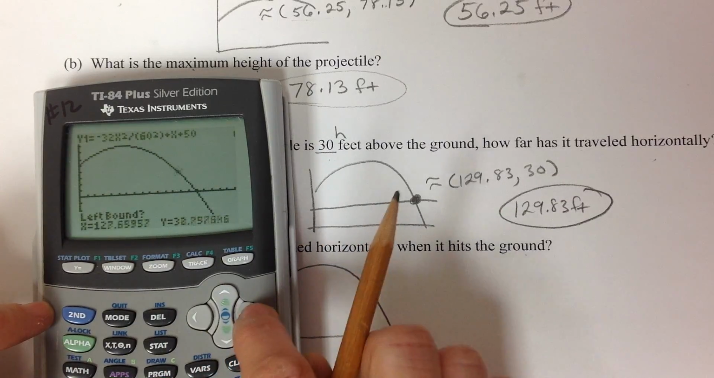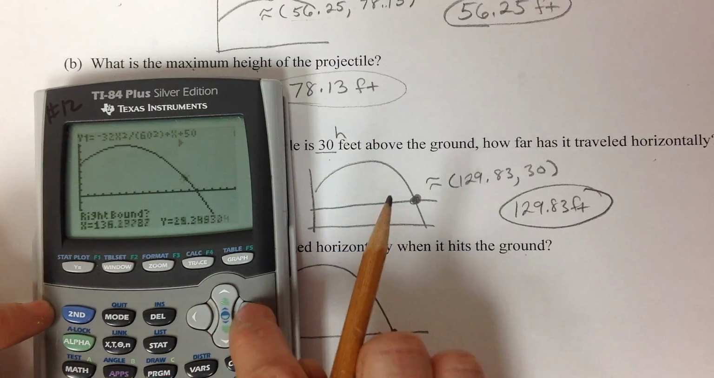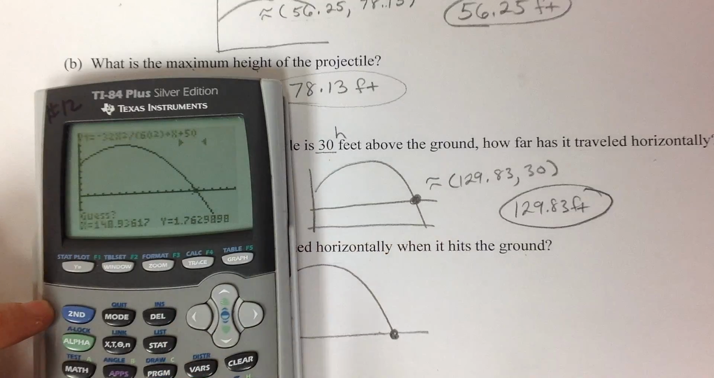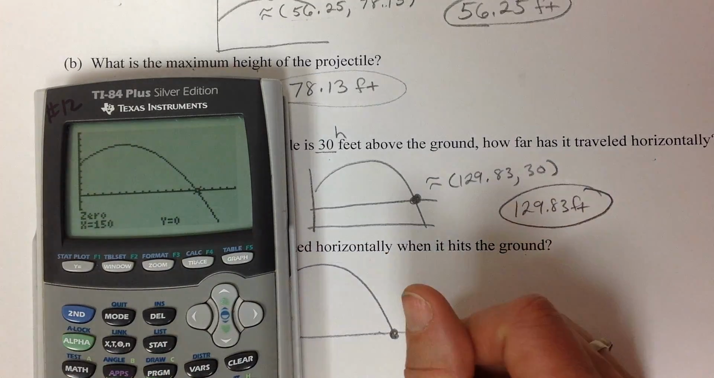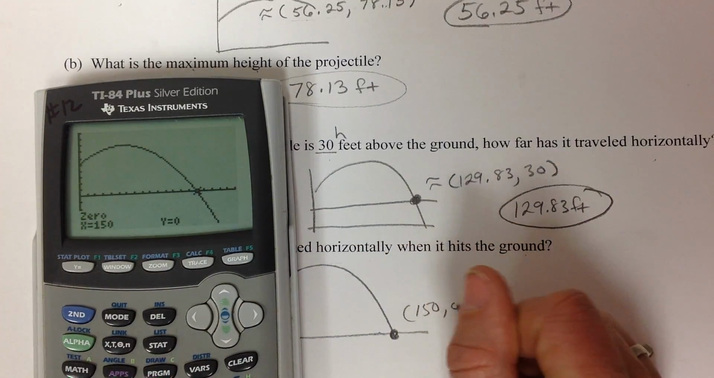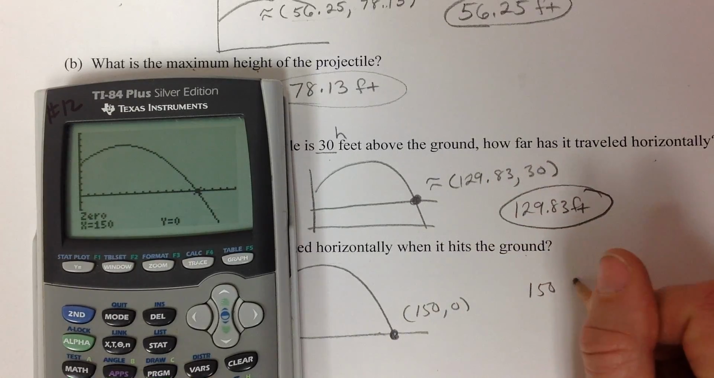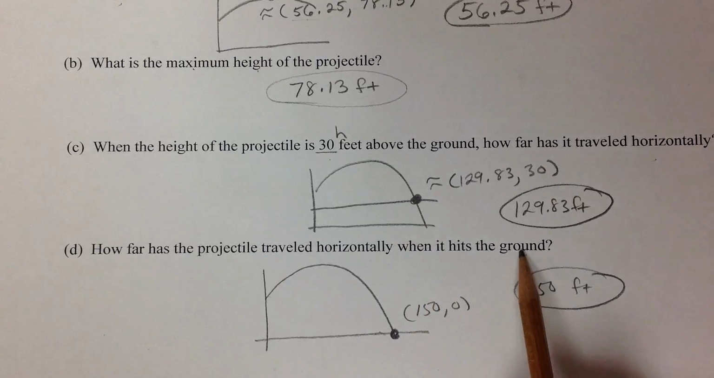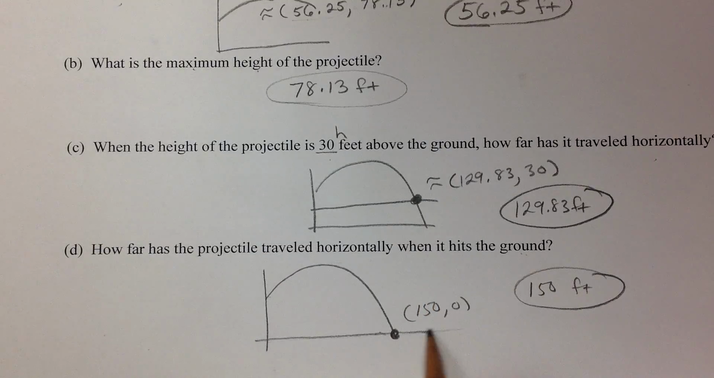So I need to be to the left of my x-intercept, and then to the right of the x-intercept, and then as close as I can. And this one looks like I don't even need to round, 150, 0, so this is 150 feet. Now again, it's where we hit the ground, so that's right here where the height is going to be 0.